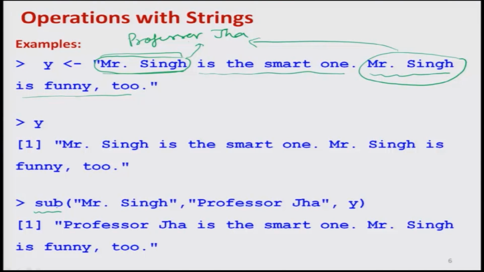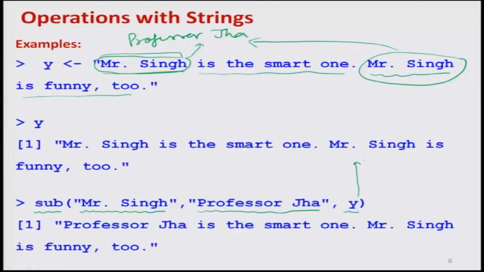Now, first of all I have to give the command. So, I am saying that R, please try to search for the name Mr. Singh, and then wherever you are finding it in the first shot, please replace it by Professor Jha. Then R asks me, where do you want to replace? Then I say, yes, please use the string Y, which I already have informed here.